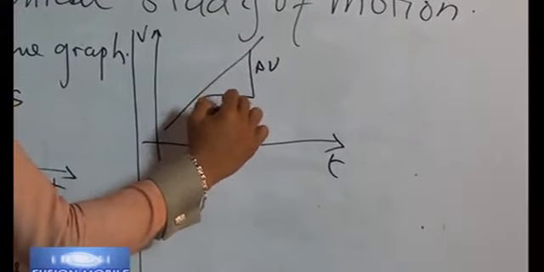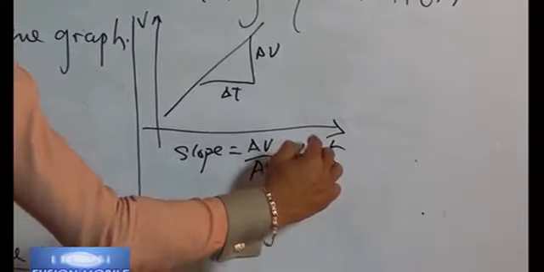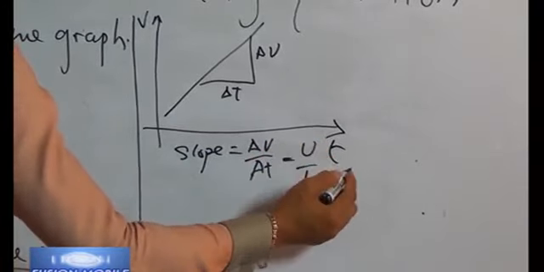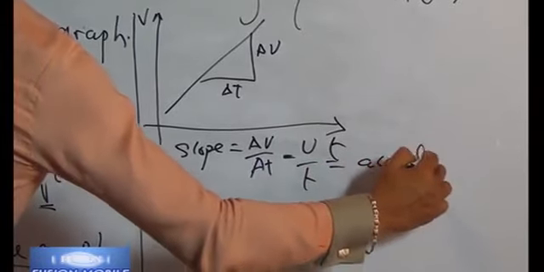Here is delta v and this is delta t. Taking up the slope, we say that slope is equal to delta v over delta t, which is still v over t, change in velocity all over time, which is the same thing as acceleration.